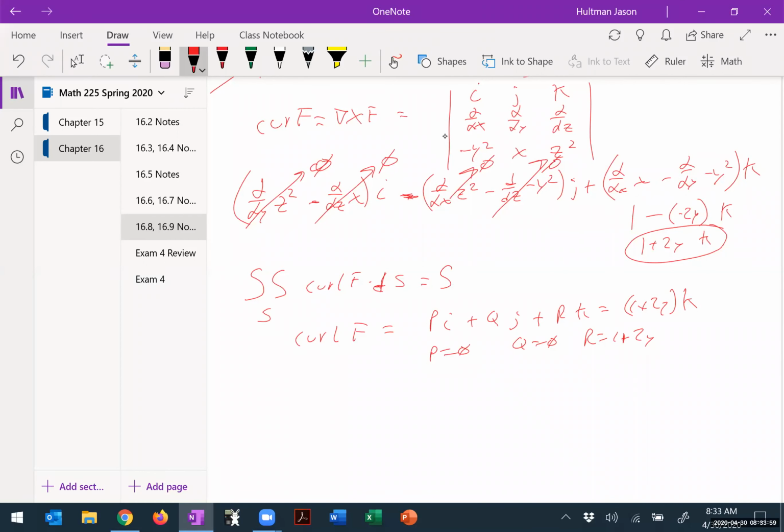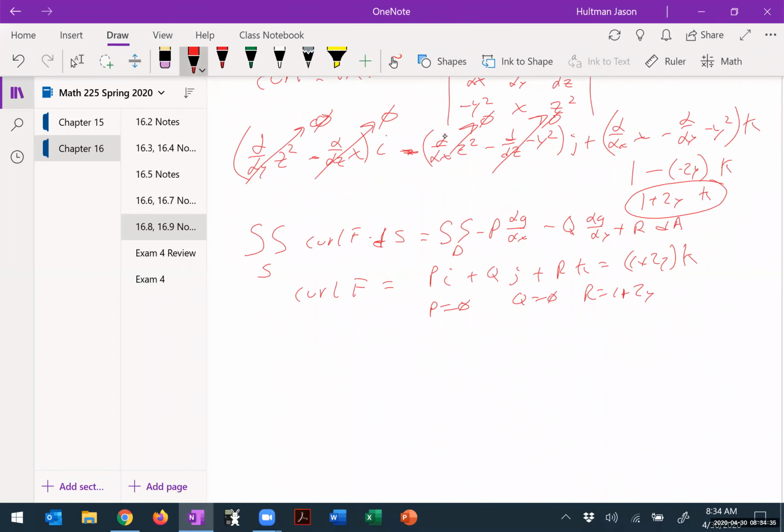So this thing is going to be the double integral of negative P dg/dx minus Q dg/dy plus R, over dA, the area of the projection in D. So that's where P, Q, and R come from: the curl of F, and not F itself.